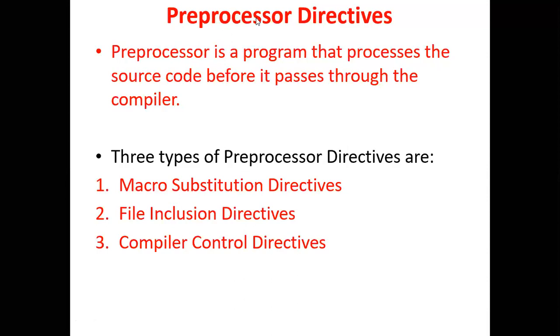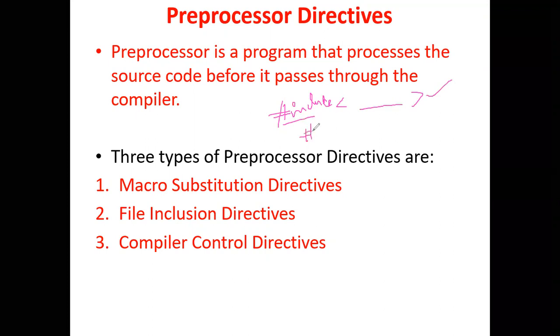Preprocessors always start with the hash symbol. So for example, hash include. We have already executed so many programs using this preprocessor directive hash include, and you know what the use of this is, correct?